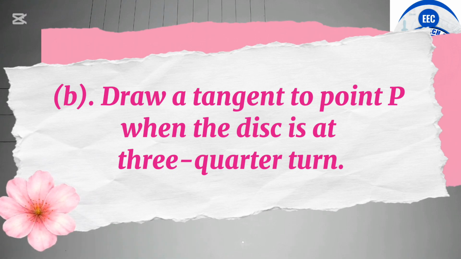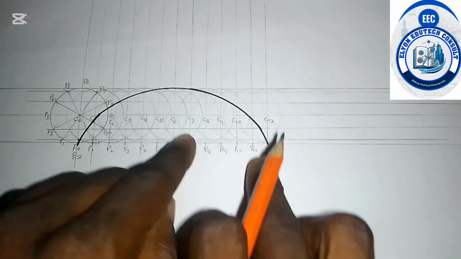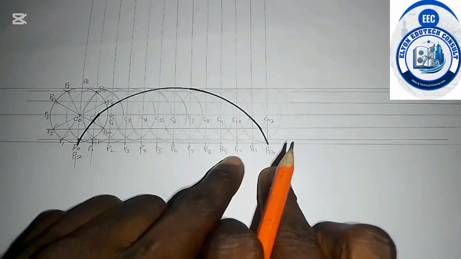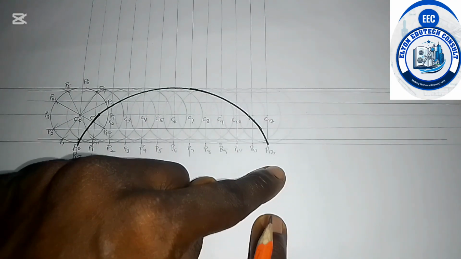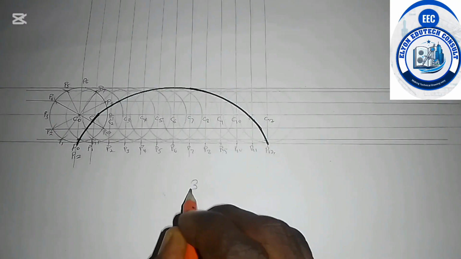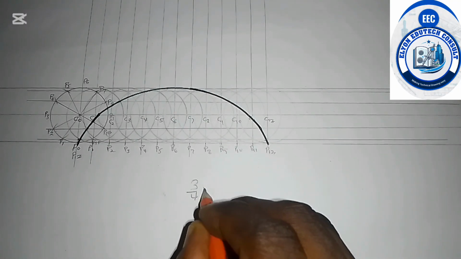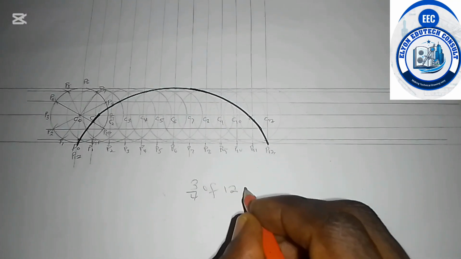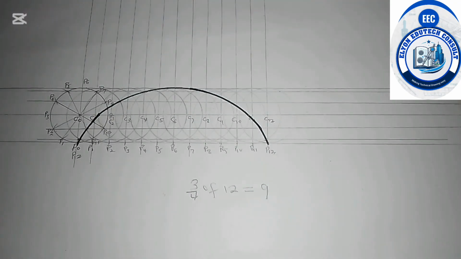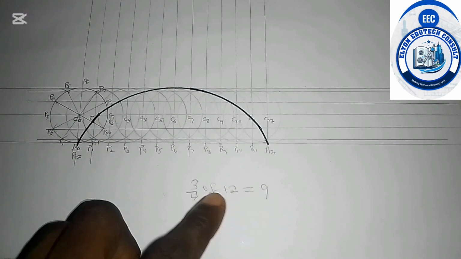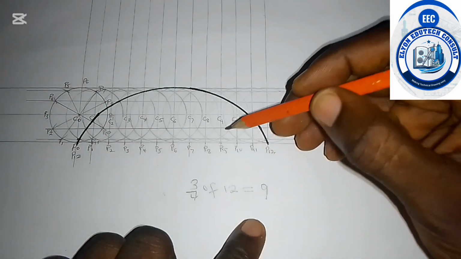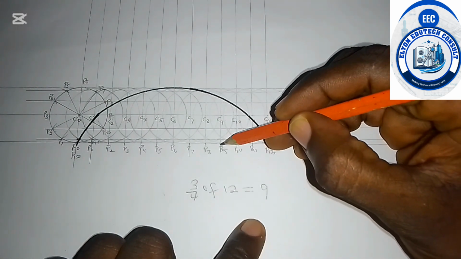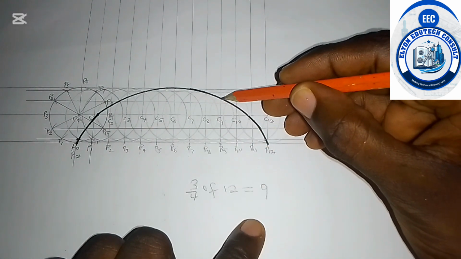Now what this means is that when the disc turns 3/4 of 12, okay, 12 is one complete revolution. So we have 3/4 of 12, and this will give us 9. That is 3/4 times 12, and if you do the math, you are going to have 9. So the point of tangency, where the tangent will be, is at this 9.